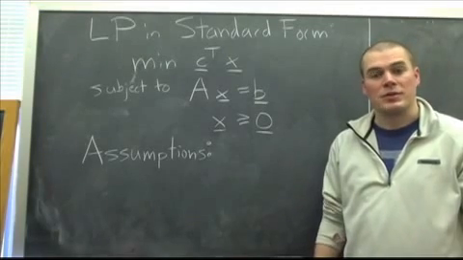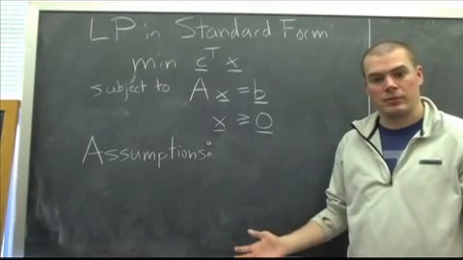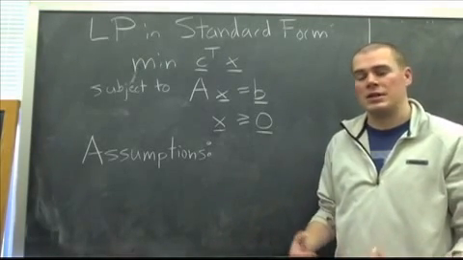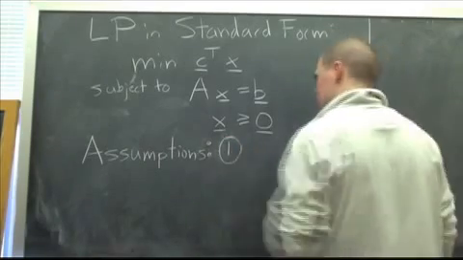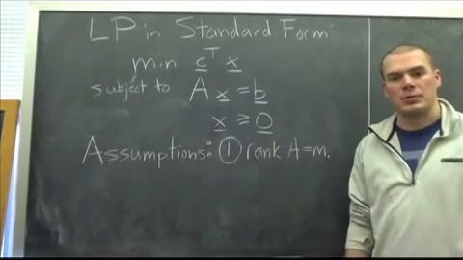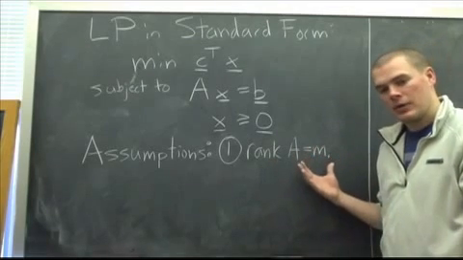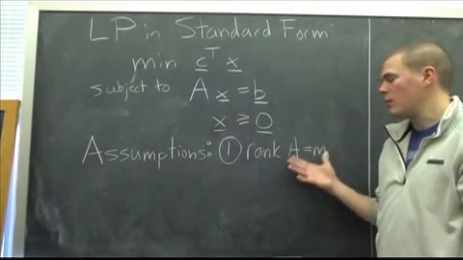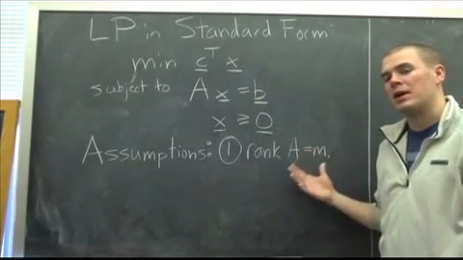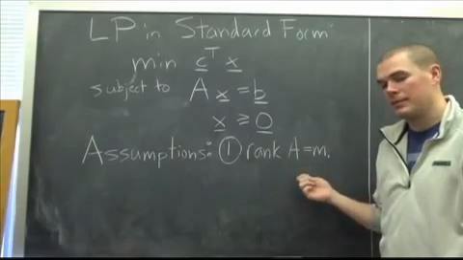We will make a few assumptions about our system for now, and we will deal with that issue later. Our first assumption is that the rank of our matrix A is m, which means full rank, and we have m linearly independent columns within A.